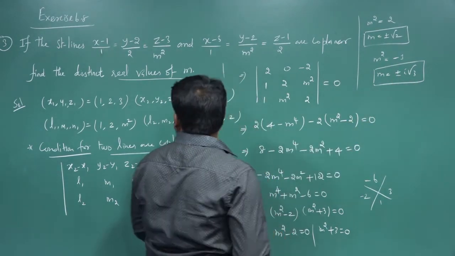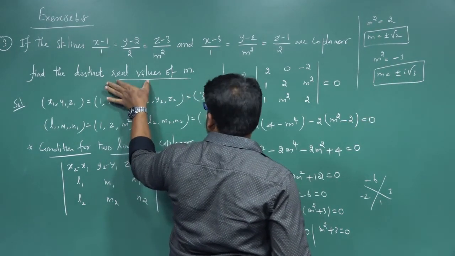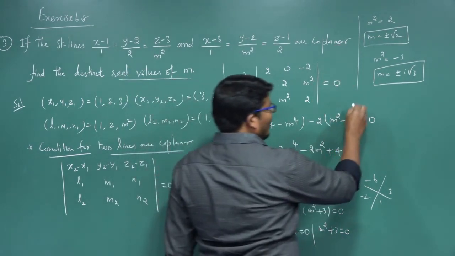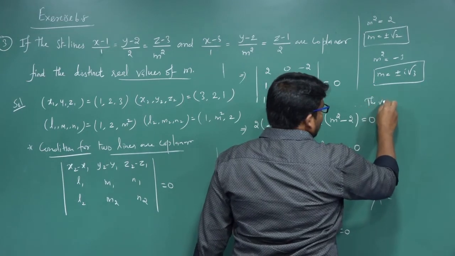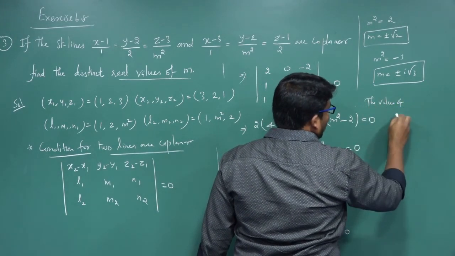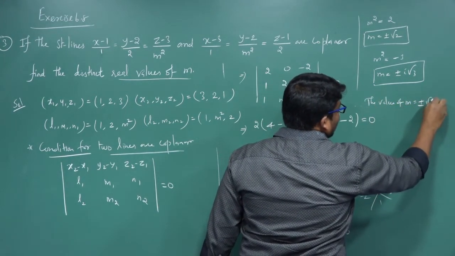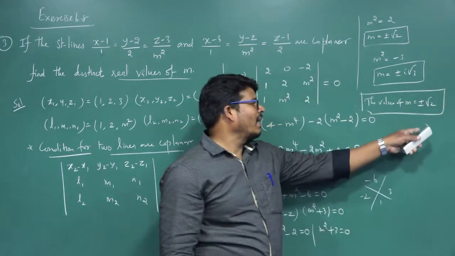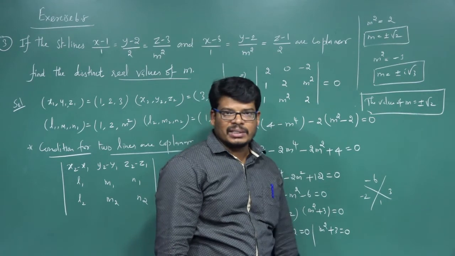Now find the distinct real values of m. Real values, therefore the m value is plus or minus root 2. A distinct real value, therefore the value of m equal to plus or minus root 2.